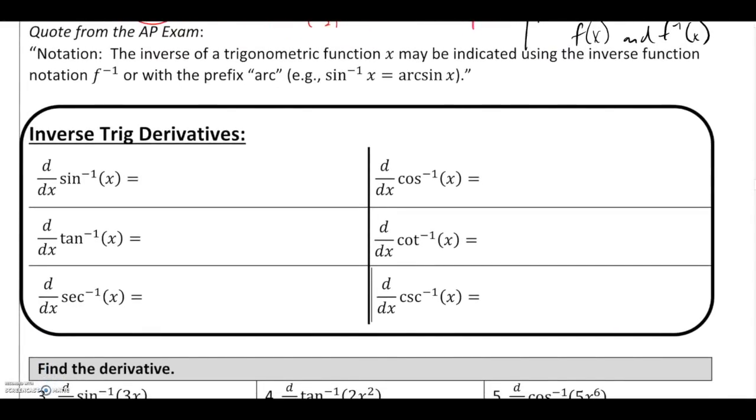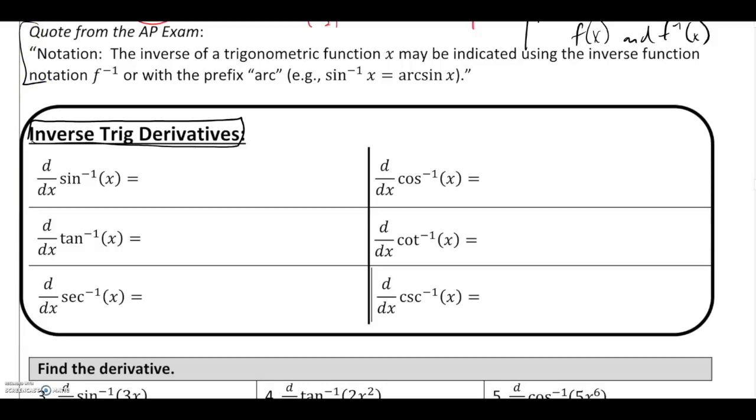And what we'll finish up with is taking our new knowledge of how to deal with derivatives on an inverse function and applying that to our trig functions. So, building up derivatives of our inverse trig functions. Please pay attention to this notation, straight from the AP exam.